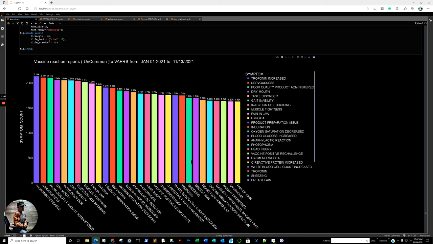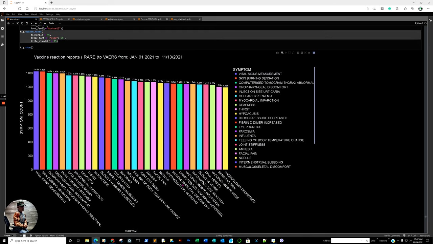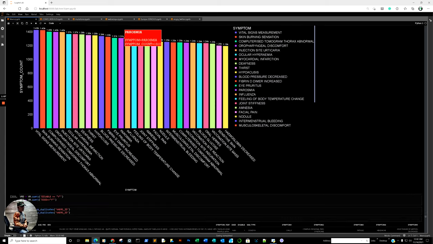Interesting. But that are out there. And then here's a really rare one. Some of these are basically diagnosis. Skin burning sensation. You get down the line there. I don't want to get into the obscure, but that's some of the really rare ones being reported.